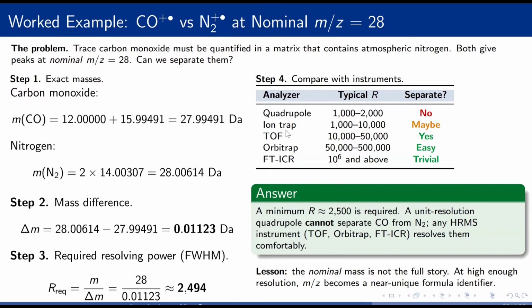The broader lesson, and this is the point I want you to internalize, is that the nominal mass is not the whole story. Two molecules with the same nominal mass can be separated at high enough resolution. As resolving power rises, mass-to-charge ratio becomes a near unique identifier for molecular formula. That's why HRMS has transformed the field. The information content of an exact mass measurement goes up exponentially with resolving power.